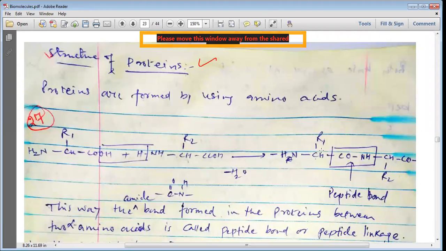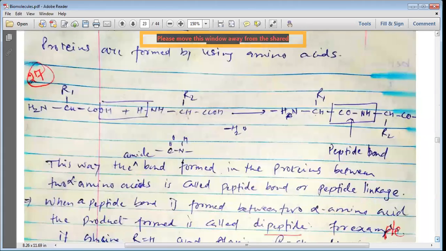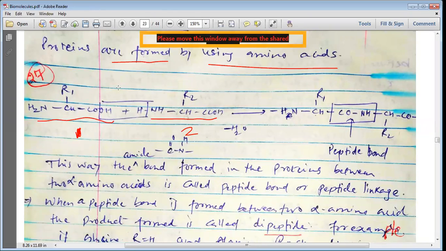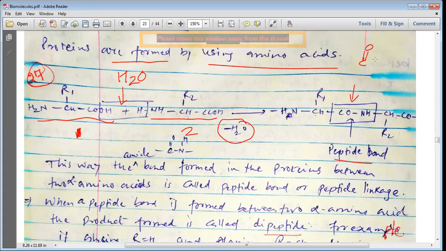Now we want to study the structure of proteins. So we have seen that proteins are the polymers of amino acids. So proteins are formed by using the amino acids. You can see here one amino acid. This is amino acid number 1. This is amino acid number 2. Both combine by removing a water molecule. H and OH give us H2O. And thus by the removal of an H2O molecule, we get the peptide bond. Peptide bond is the bond that is formed in the proteins, which is the CONH bond, or the bond formed between the C double bond O group and the NH group.